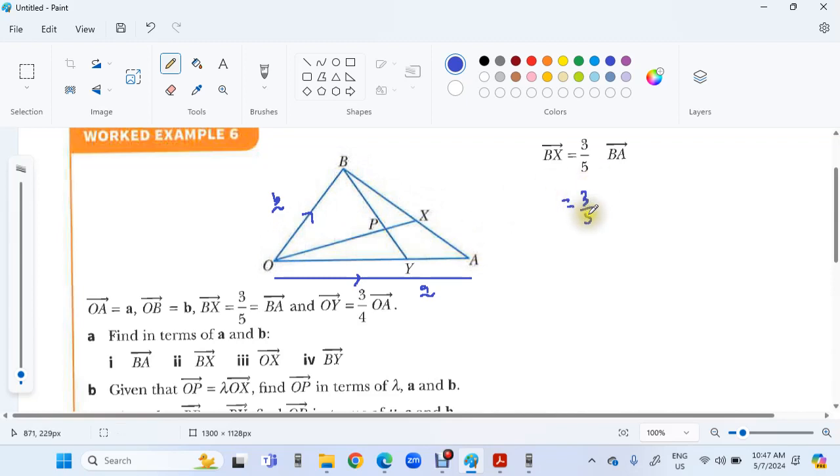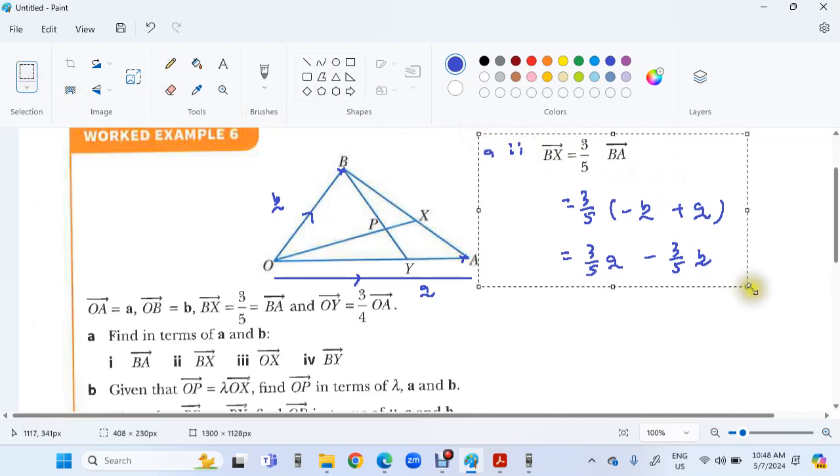So what is BA? BA is from B to A, so we have negative B. BA is negative B plus A. We know that from O to B is B, and the opposite direction, from B to O, will be negative B. So it is 3 over 5 A minus 3 over 5 B. So this is BX. This is A2.